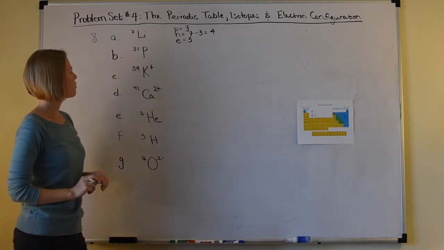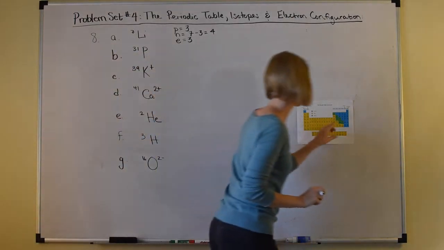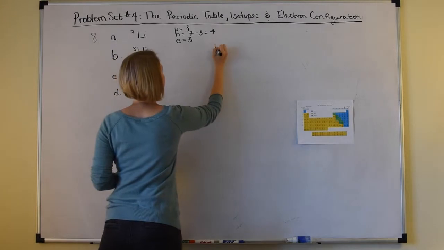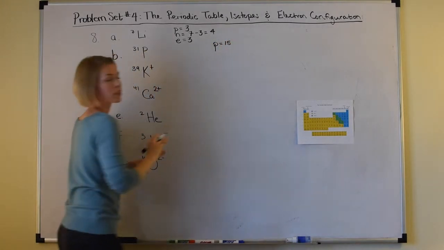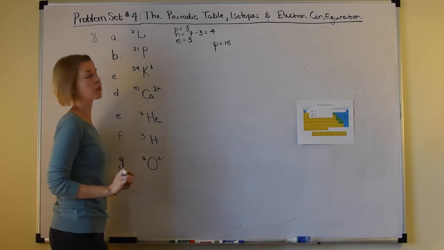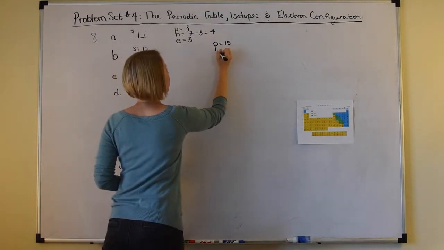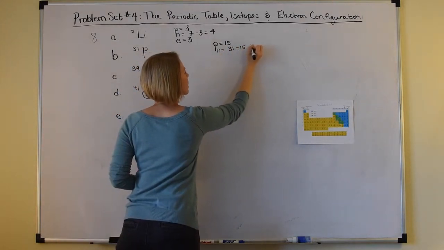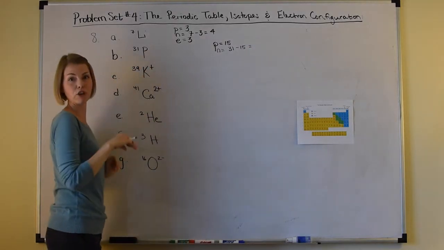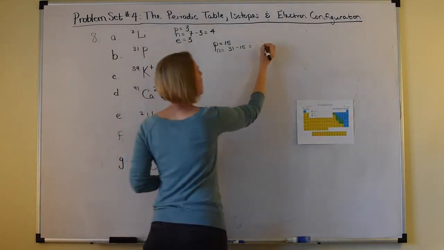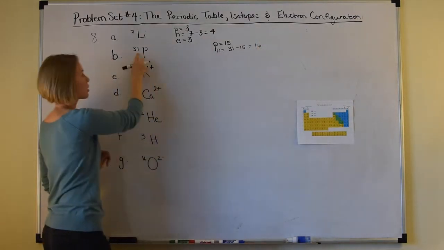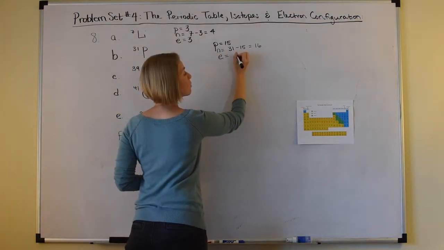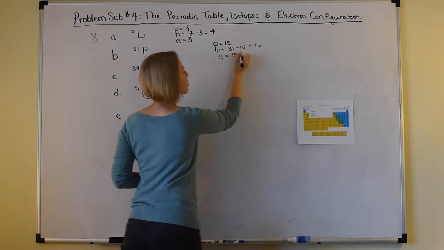All right, B, phosphorus. All right, so let's look up phosphorus over here. The atomic number is 15, so the number of protons in any phosphorus atom, doesn't matter which isotope it is, is going to be 15 for this element. The number of neutrons can be found by subtracting the atomic number from the mass number. So subtract out the 15 and you'll find that there are 16 neutrons in this particular isotope.